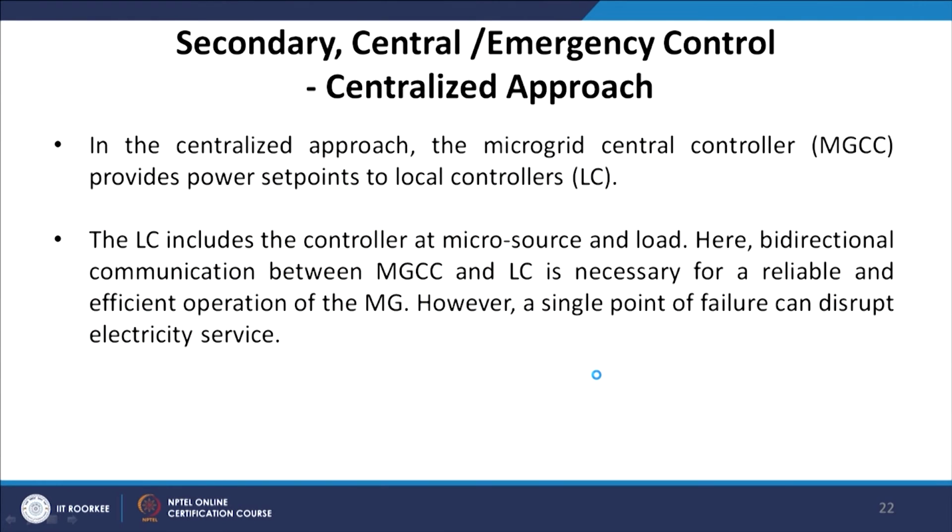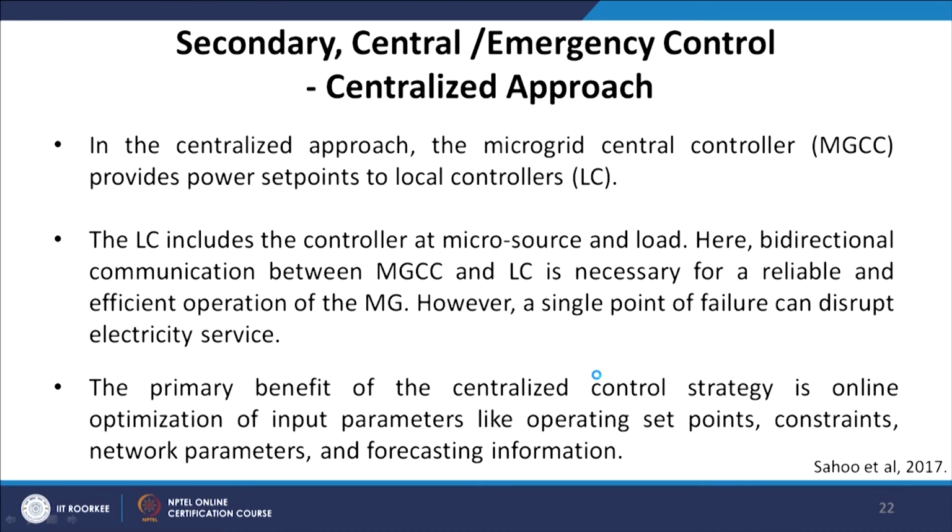The LC includes the controller at the micro source as well as at the load. Here, bidirectional communication between MGCC and LC is necessary for reliable and efficient operation of the microgrid. However, a single point of failure can disturb the complete electricity services. The primary benefit of the centralized control strategy is online optimization of input parameters like operating set points, constraints, and network parameters, as well as taking care of forecasting information.